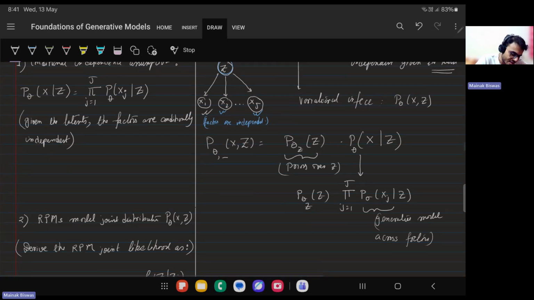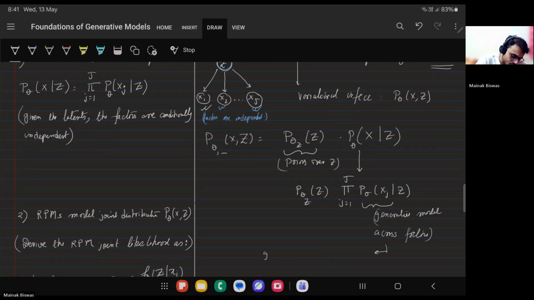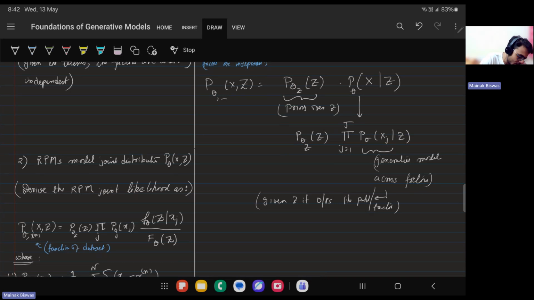That is, given z, it outputs the patch or factor. So now I am saying that I don't desire a generative process p theta of xj given z. So as soon as you do that, you can clearly learn a model.